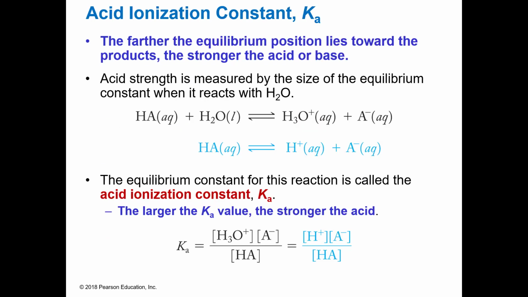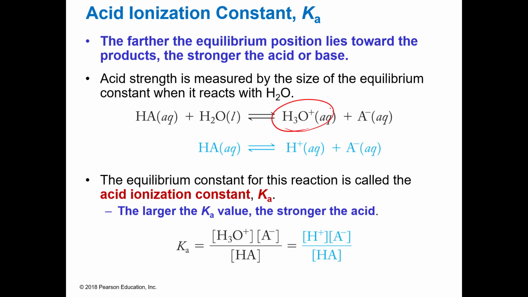So the acid ionization constant, Ka, you can think of it as an equilibrium constant. The farther the equilibrium lies toward the products, the stronger the acid or base is going to be, because you are producing more of these hydronium ions. And what makes something acidic is the presence of these hydronium ions. So the higher the concentration, the more acidic the pH is going to be.